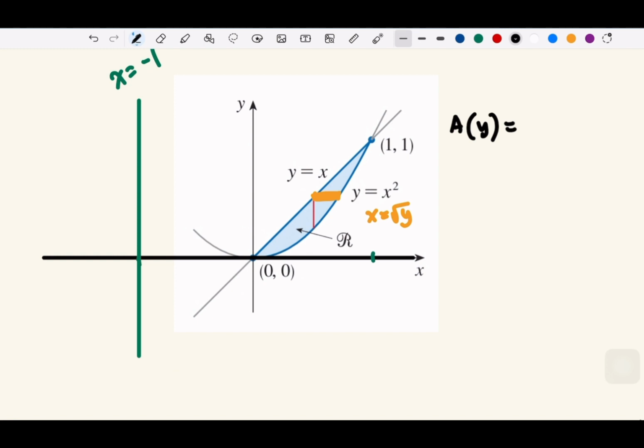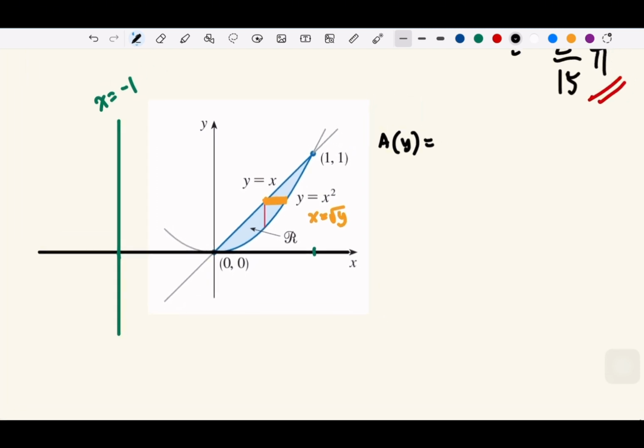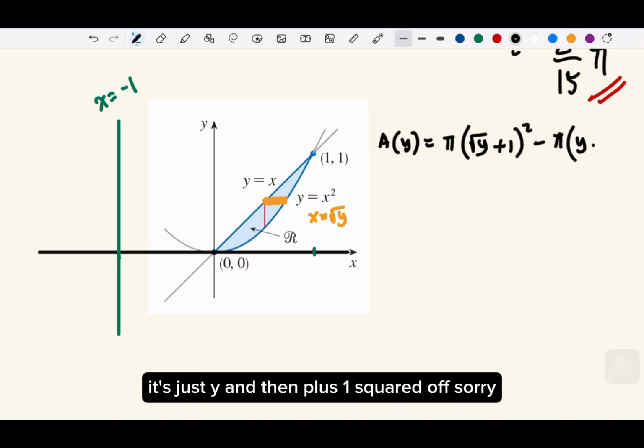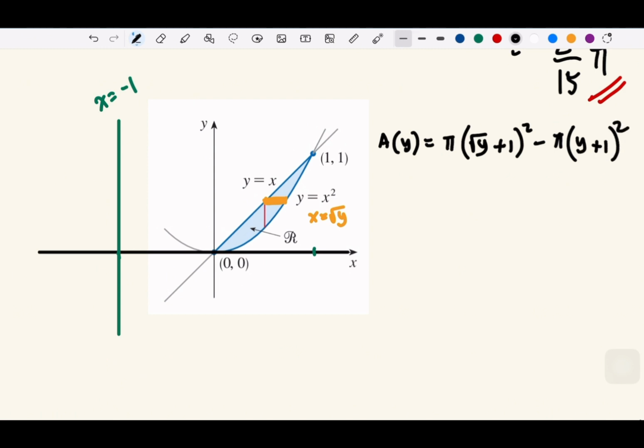So the radius is just adding 1 to the radius from here. Okay? So the outer radius: pi times square root of y plus 1, squared, minus pi. Now the other one, it's just y, and then plus 1 squared. Oh, sorry.